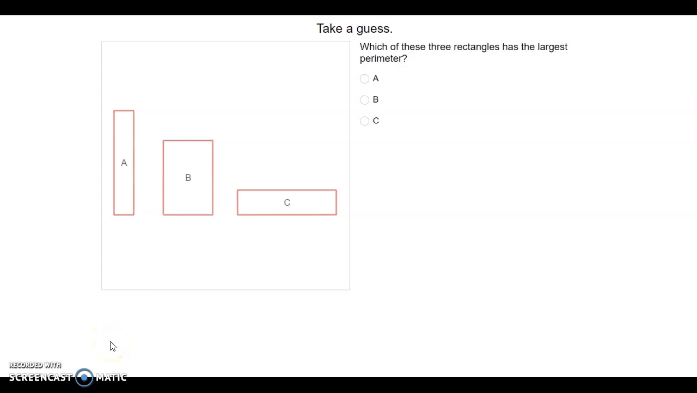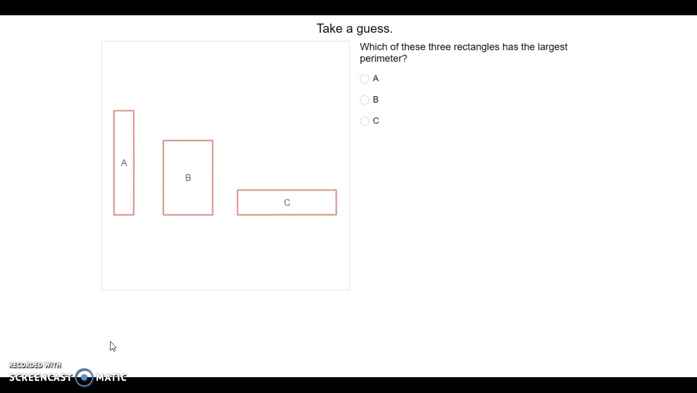So the last few days we've been talking about factoring and turning factored form into standard form and vice versa. So now we're actually going to look at more modeling with quadratics or parabolas in a sense. So which of these following triangles has the largest perimeter?